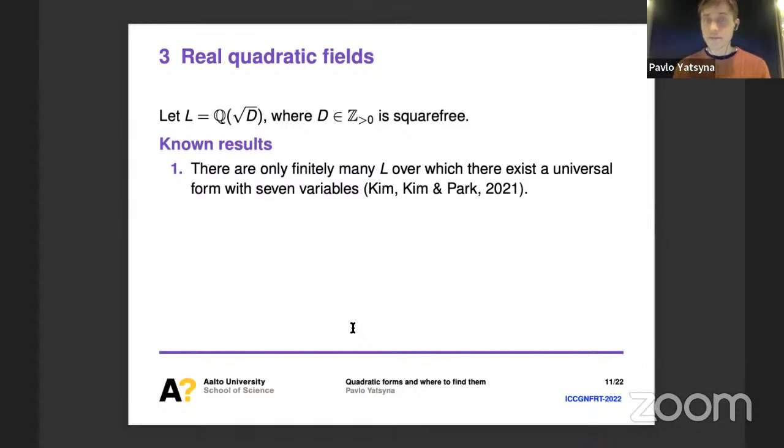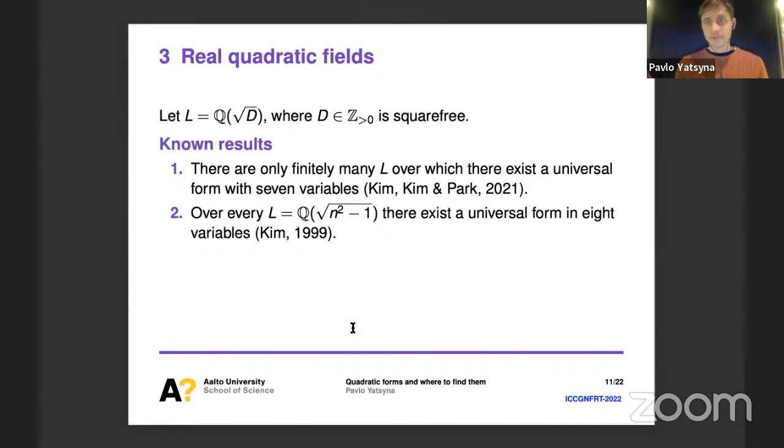This is a recent result by Kim and Park. And so one would want to know what happens when you consider 8 variables. And here we know that actually we have infinitely many number fields with an 8-variable universal quadratic form, right? So between 3 and 7, we have finitely many number fields. And as soon as we reach 8, we have infinitely many number fields.